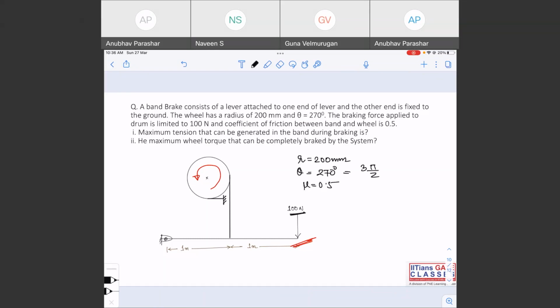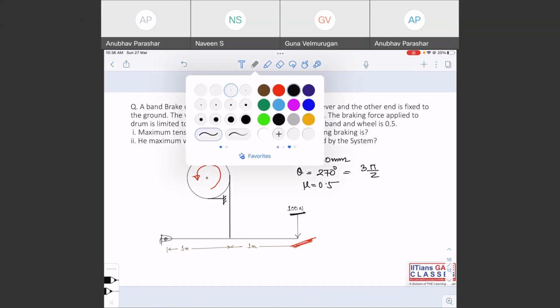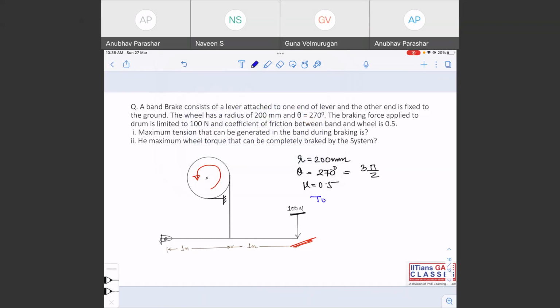Maximum tension. So to find out maximum tension, draw the FBD of the lever, right? So this is tension T1, this is tension T2, right? If you draw the FBD of the lever, and then use summation of moment about point O.